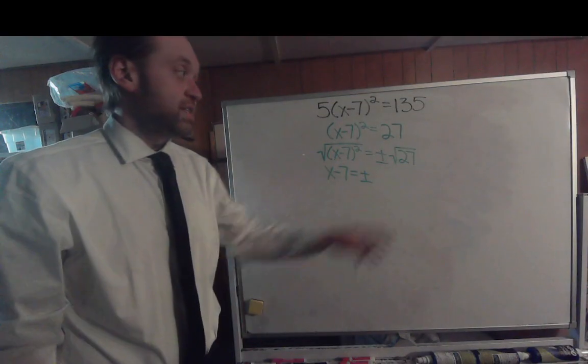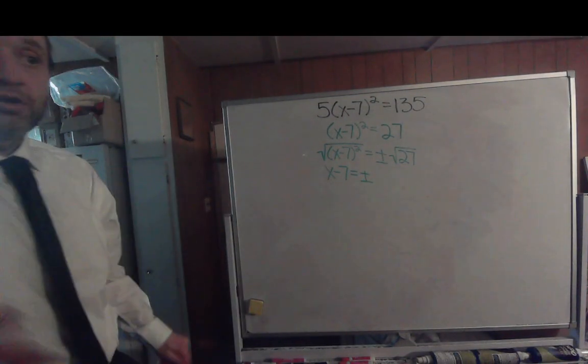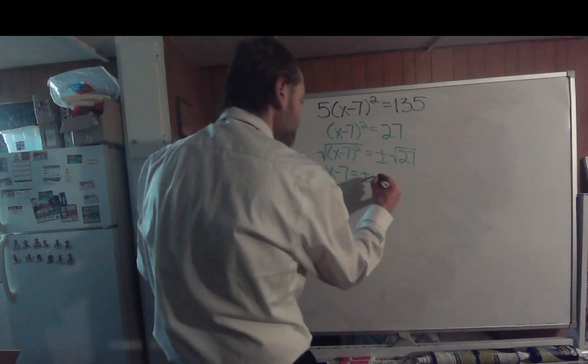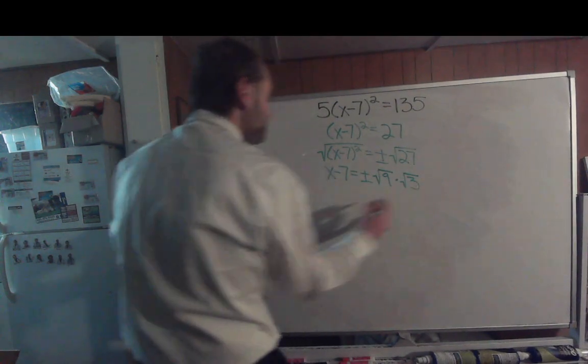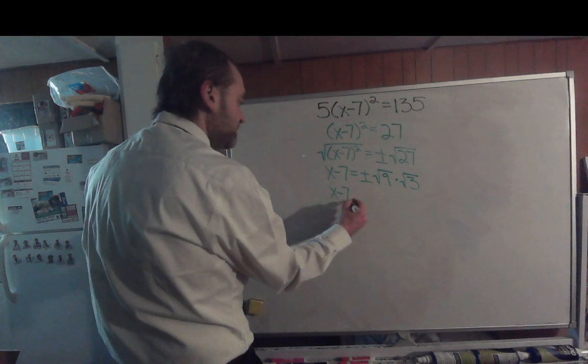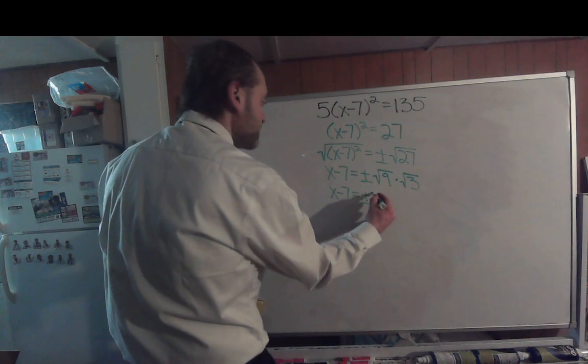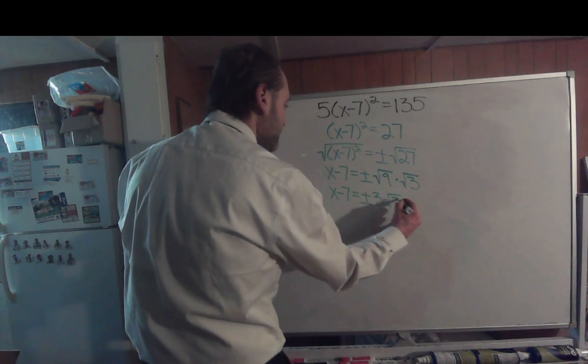27 breaks down into 9 and 3, right? 3 is not a perfect square, but 9 is. So you'd have plus and minus the square root of 9 times the square root of 3, which means x minus 7 equals plus and minus 3 times the square root of 3.